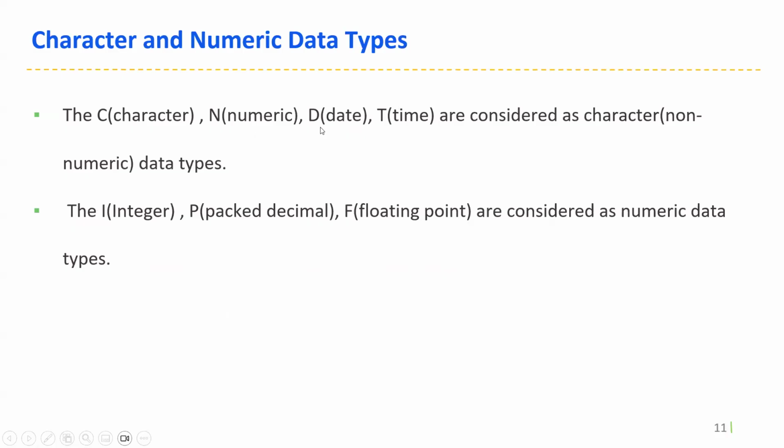Character, numeric, date, time, these are considered as character data types. Character data type is nothing but where we don't do any calculations. But you will have a doubt here: N is nothing but numeric, but still we are not calculating, because this numeric data type is where we can enter only numeric values which we don't use for any calculations. Fixed length, variable length, xstring, string.